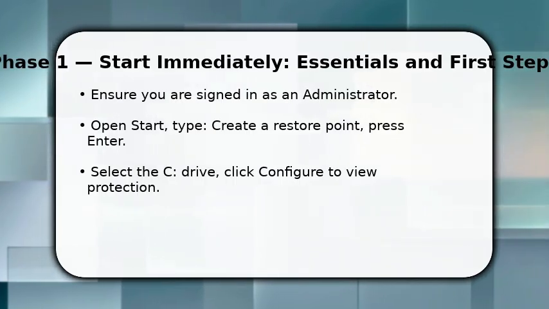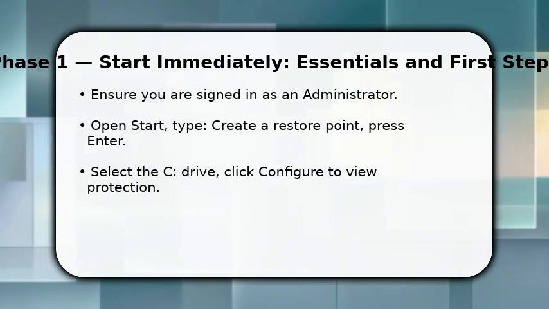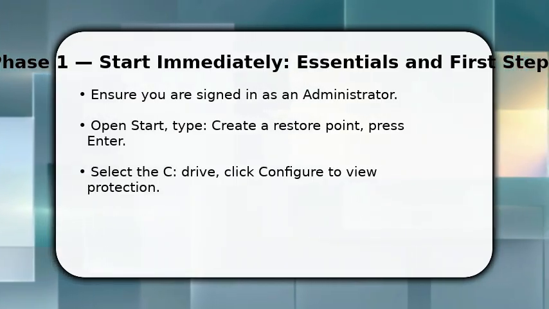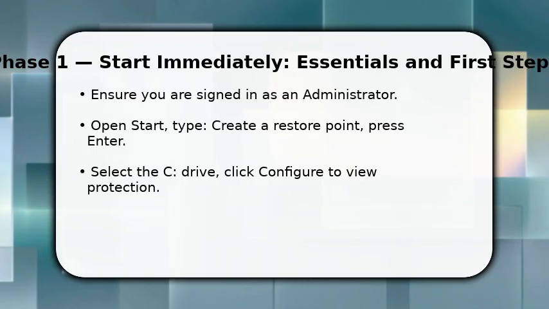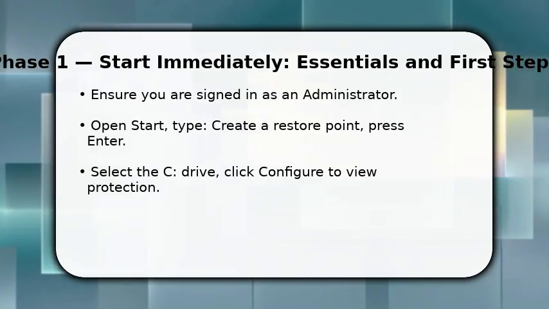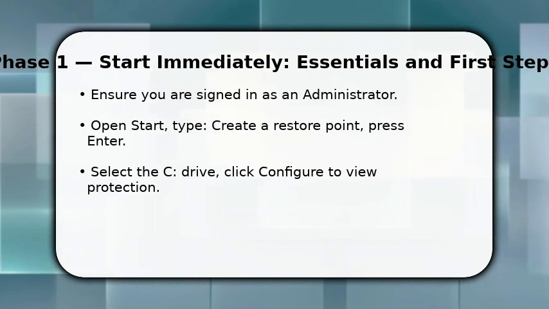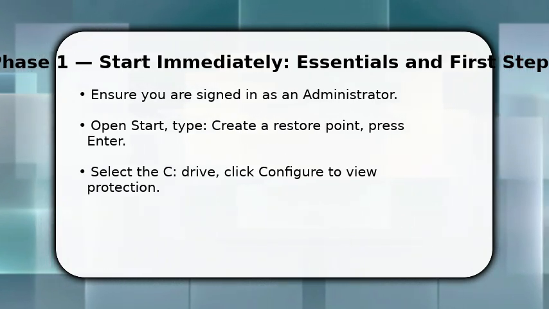You'll see Protection Settings. This lists drives and whether protection is on. Select the system drive, usually C, then click Configure. This reveals current disk usage and whether Restore is enabled. This first step confirms existence and scope of Restore Points before you look at the actual list.